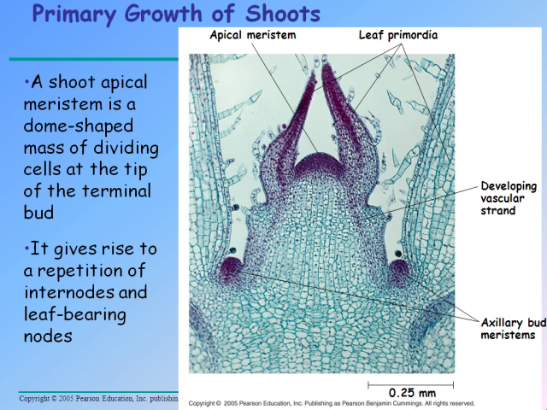This is the primary growth of shoots. A shoot apical meristem is a dome-shaped mass of dividing cells at the tip of the terminal bud. So a lot of mitosis here. It gives rise to a repetition of internodes and leaf-bearing nodes. Here are axillary bud meristems. Here are developing vascular strands. Leaf primordia, these are the beginnings of leaves.